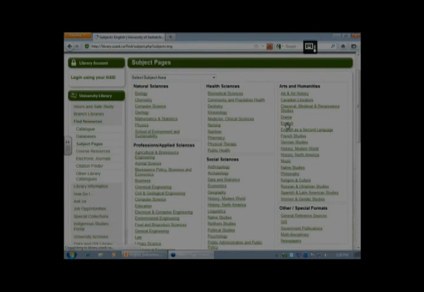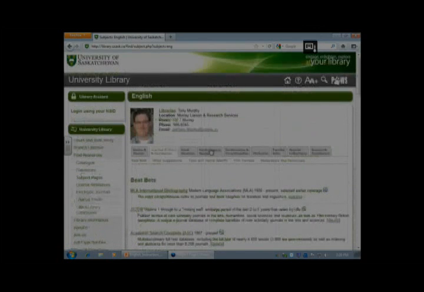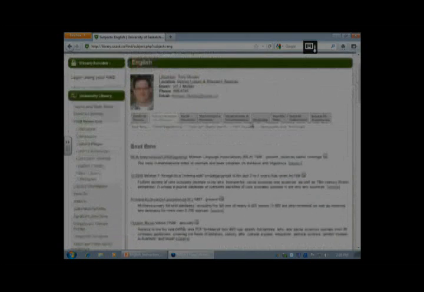So what we've done is we've created a page with this principle in mind. We want to have a one-stop shop, if you will. Let's find one central point where you can go to find the best sources you need for your English research. And we call it Best Bets here.